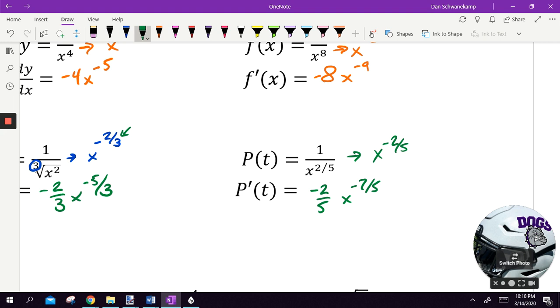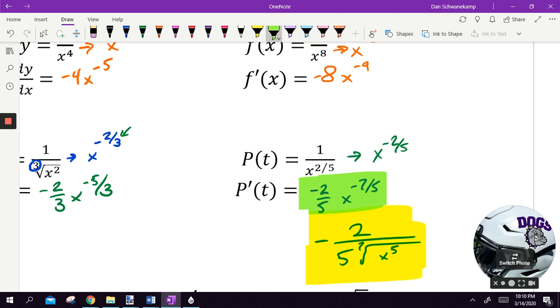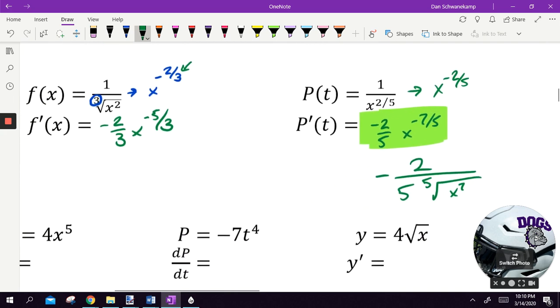True or false, that right there is the same thing as that right there. Is this the same thing as this? No, they're not the same. I messed up the powers on purpose. It's going to be, oh, it's the 5th root, so the 5 goes there, and the 7 goes with my x, but it was negative, so it went on bottom. Okay, just be good with that.